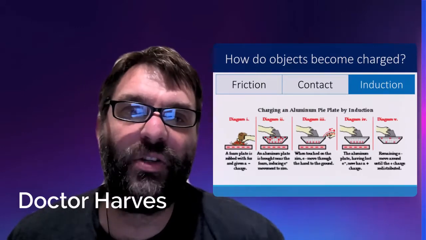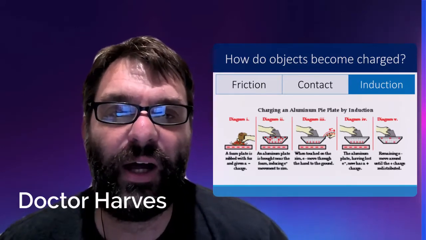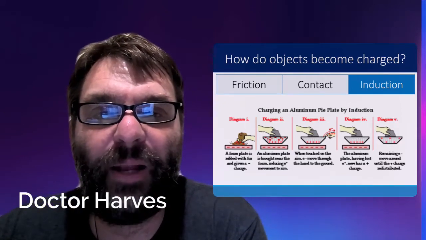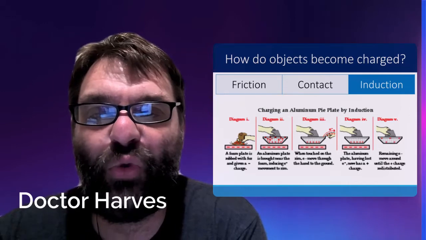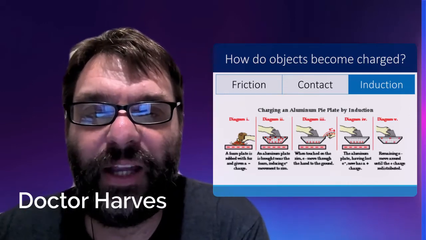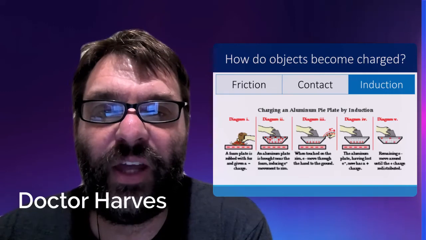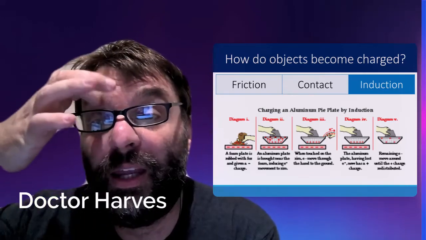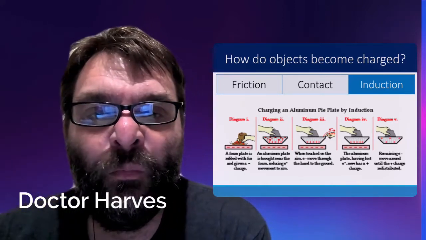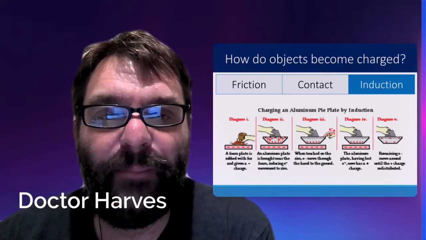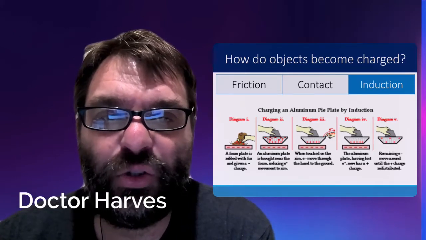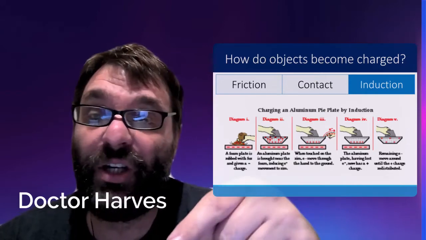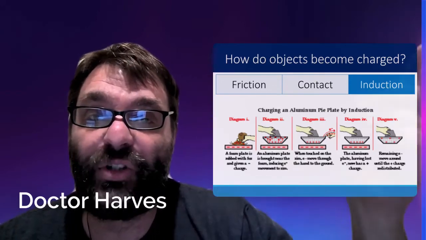So why does induction occur? This is how you would induce charge into an aluminium pie plate. You've got a fur rubbing cloth, and you rub it against an insulator, a foam plate. That means the electrons from the fur get transferred into the foam plate. Then you bring an aluminium plate towards the foam plate, and the positive charges begin to move down. Then you touch the plate, and the electrons get taken into your hand.